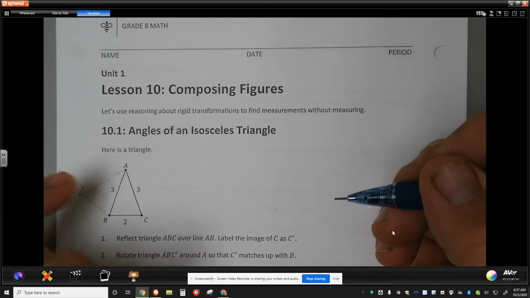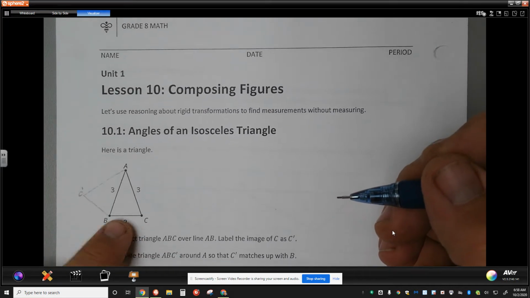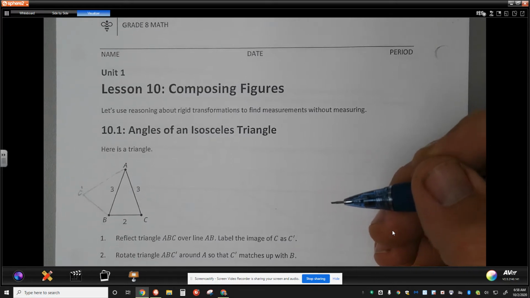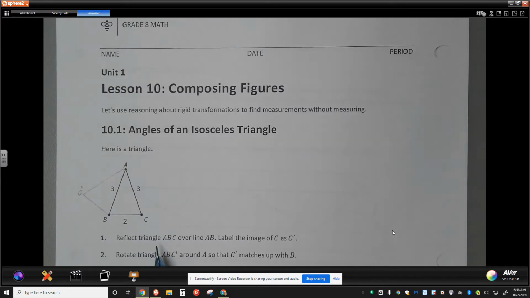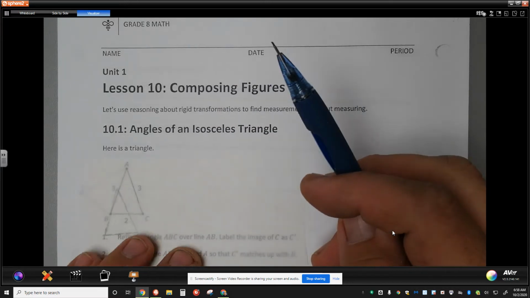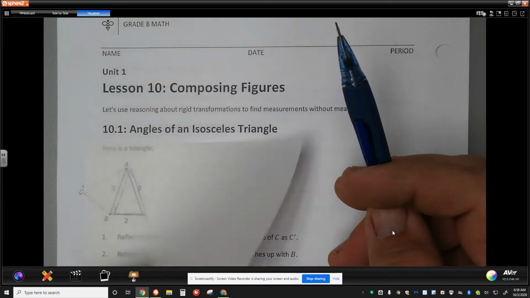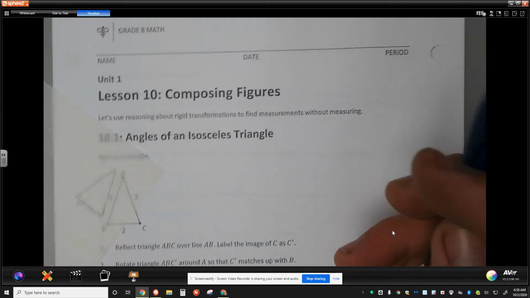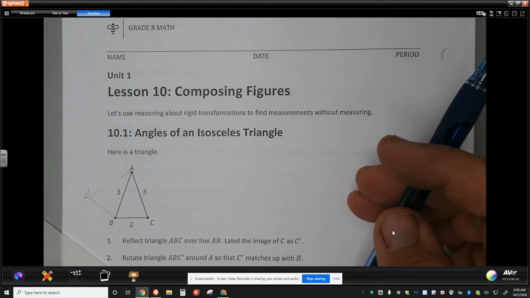The first thing here is a triangle. Mine looks a little different. I thought I was recording before and realized I hadn't hit start, so I just left it there. So here's what we're after with this. We're supposed to reflect triangle ABC over line AB. So I took this triangle and reflected it across here and drew it there. And then I'm supposed to label the image of C as C prime.